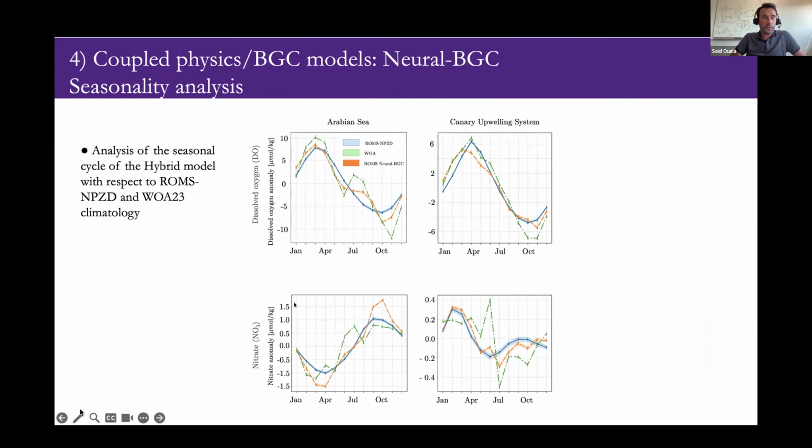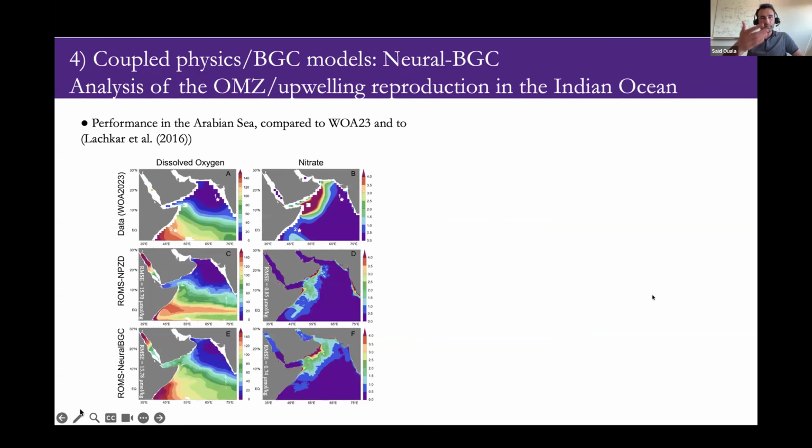So the first comparison targeted the seasonal cycle. We have here in the upper panel the dissolved oxygen seasonal cycle, and then in the lower panel the nitrate. On the left we have the Arabian Sea, and on the right the Canary upwelling system simulation. And the emulator was able to reproduce the seasonal cycle quite well. There is no real challenge in reproducing the seasonal cycle, which is good.